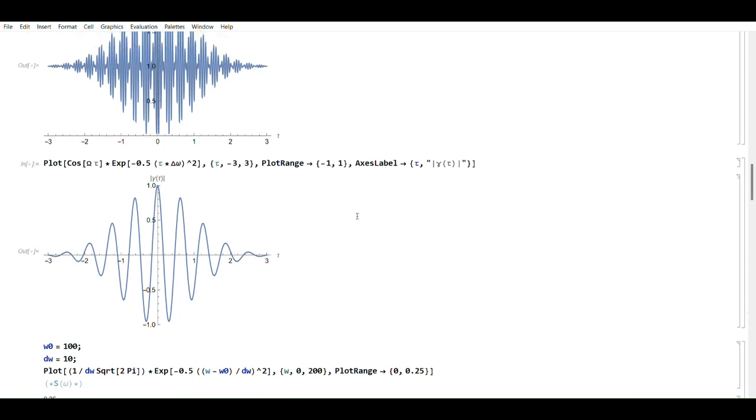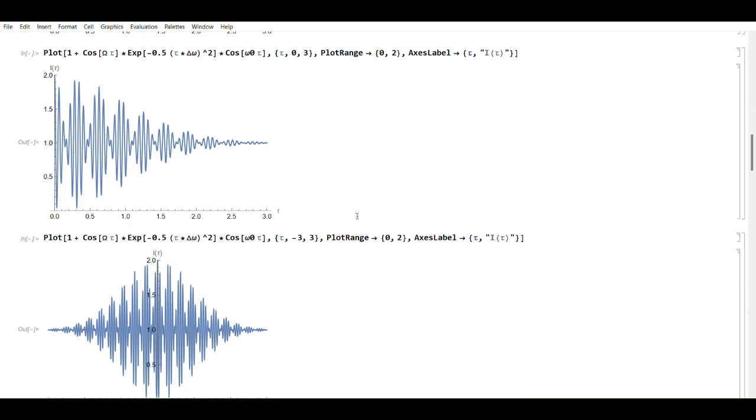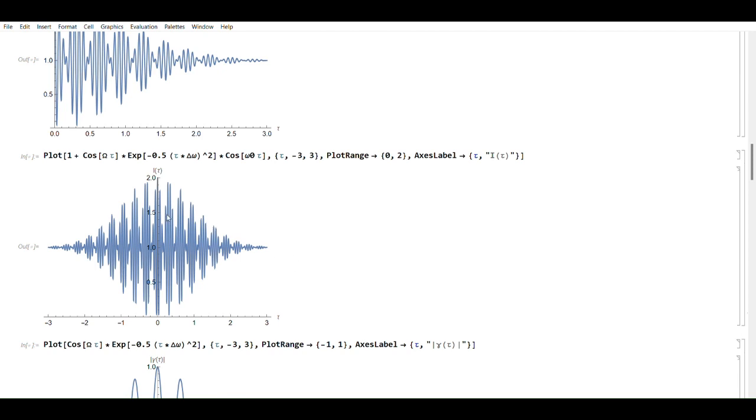So we are back again in our Mathematica programming language for looking at the next question. This question basically asks us to plot the intensity I naught tau versus tau. I naught tau is the output intensity of the Mach-Zehnder interferometer.